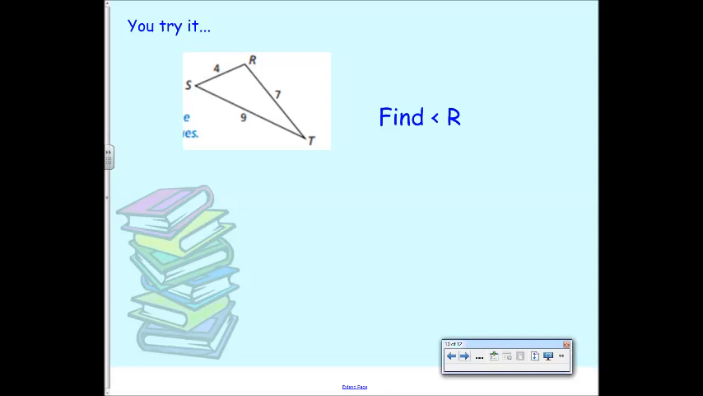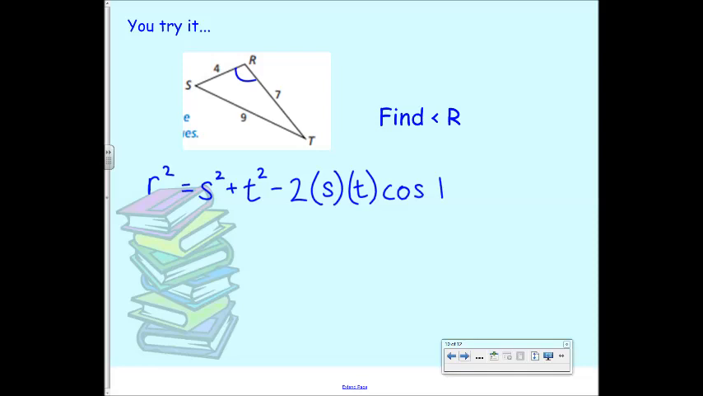So I'm looking for angle R, which means that what do I want to start with? R squared equals S squared plus T squared minus 2 times ST cosine R. Okay, so again, R, and then these are both STs. Okay, so plug it in for me. What's R squared? What's S squared? 7 squared. What's T squared?